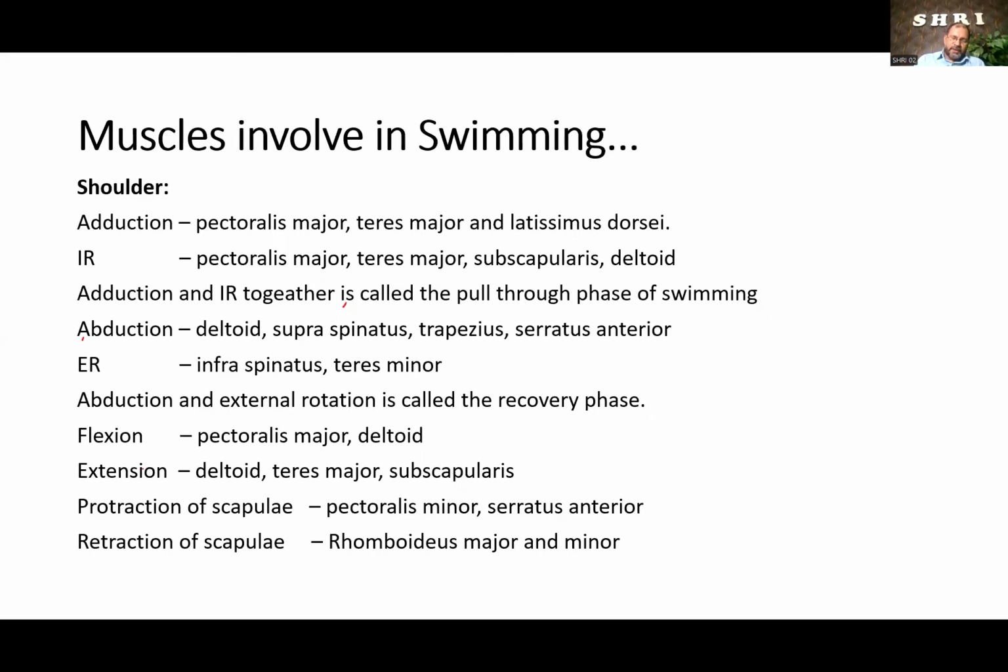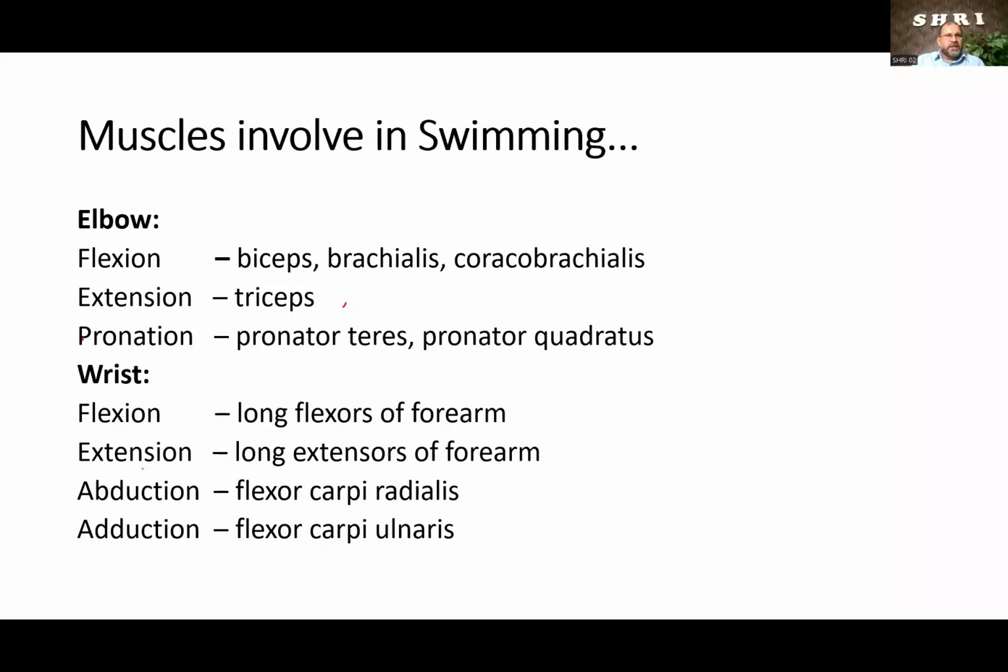Why I have inserted this slide is that now you have to know your basic anatomy. So I told you earlier, without knowing your basic musculoskeletal anatomy, you won't be able to diagnose musculoskeletal injuries. So the next one is muscles involved in the elbow joint: flexion by biceps, brachialis and coracobrachialis, you all know. Then the extension is by the triceps.